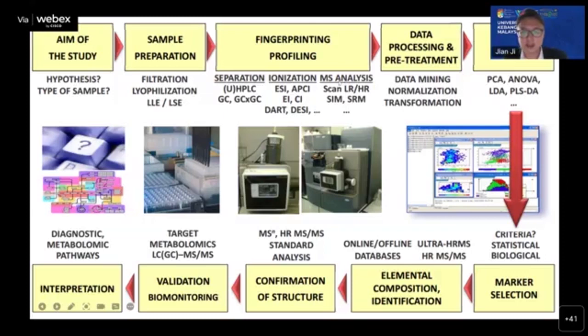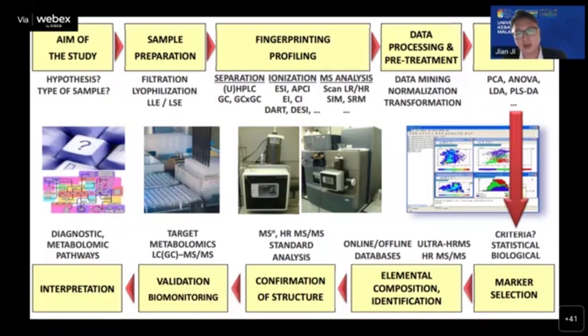And then we use a mass analyzer for detection. There are different types of mass analyzers, but in GC, normally we use GC TOF. But in LC, we can use LC QTOF or LC Orbitrap, different types of machines for quantification. These parts are together called the fingerprinting profiling. After that, we have to do the data processing.